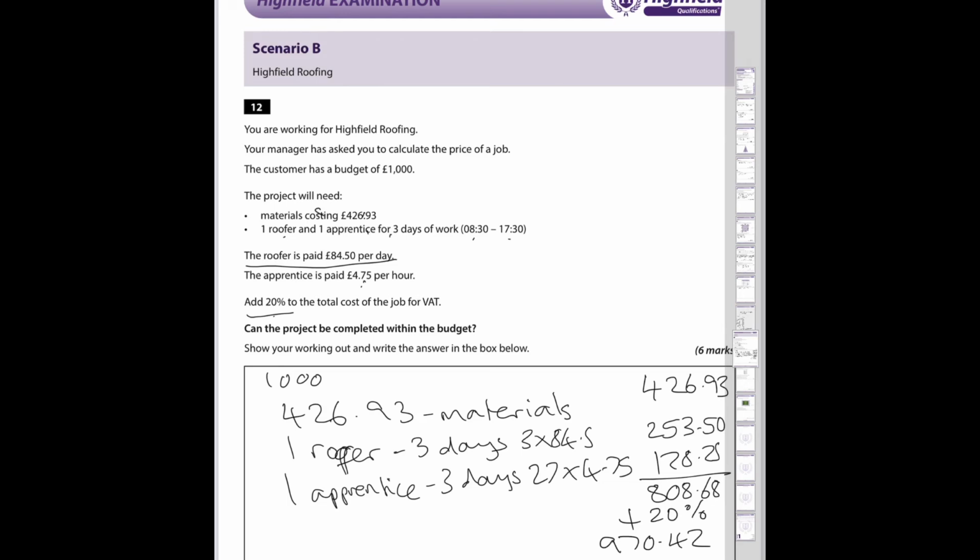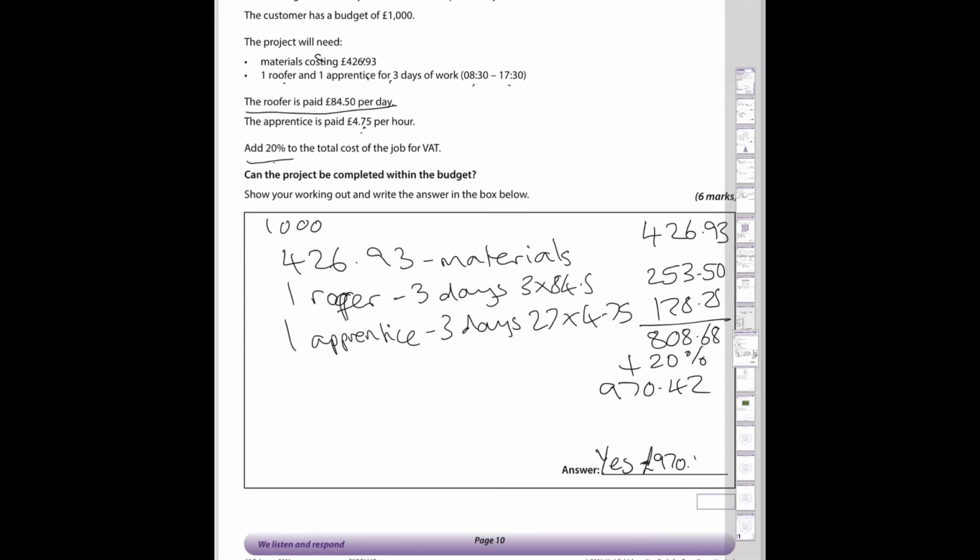So can the project be completed within the budget is the question. The bit in bold is always the question. So you'd say yes, £970.42. And that's your answer for that. So break it down, make sure you cover each of the areas, even tick them off as you're going or mark them off as you're going, so you know you've covered that bit. And make sure at the end that you actually answer the question. So the question is yes, it can be completed within budget. And that's the budget. Sorry, that's the cost. Okay?